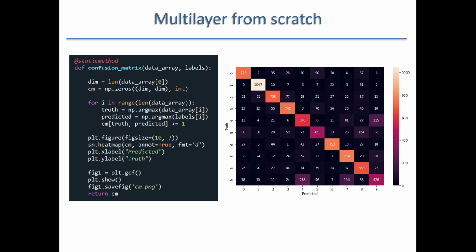Then we need to define the layers. So for the layers, we will only define one kind of layer, that is the dense layer. So it is a fully connected layer, and for this fully connected layer, you will have to give the size of the input, the size of the output, what is the activation, and what is the initialization.